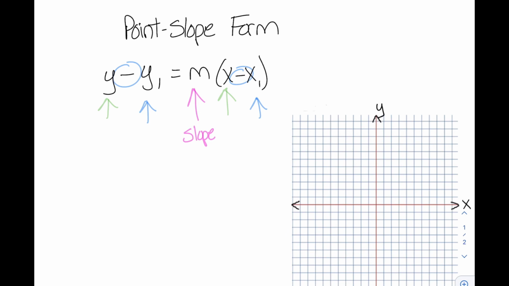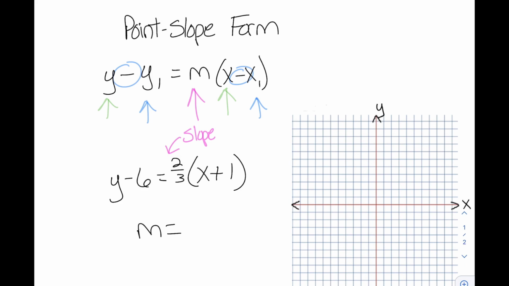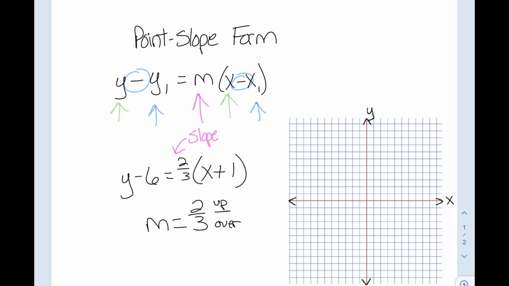So let me put an equation here. y minus 6 equals 2/3 times the quantity x plus 1. In order to graph an equation when it's in point-slope form, we need to know the slope, and we already know that that's the m, the one in front of the parentheses. So we already know that the slope is 2/3, up 2 over 3, or rise over run. The next thing we need to know is a starting point. So the x1, y1 gives us the starting point.